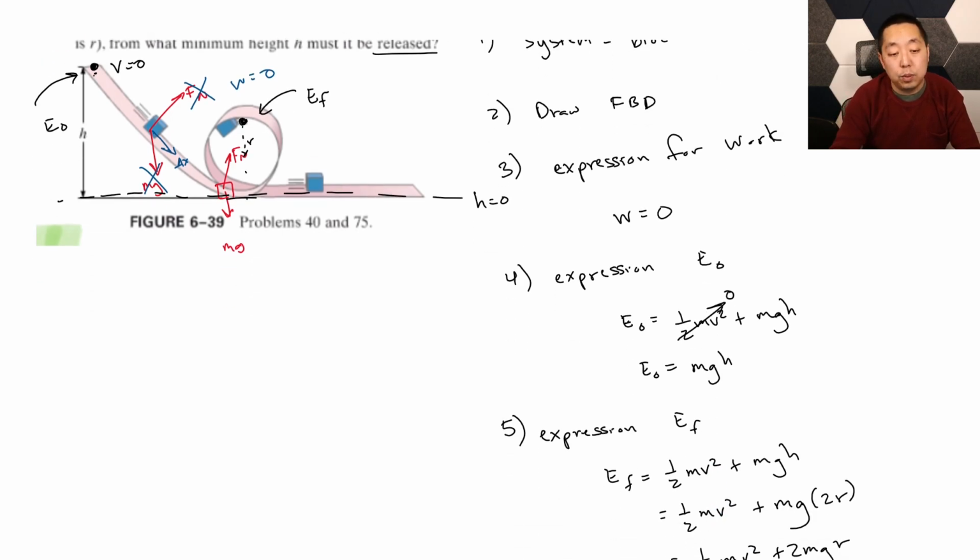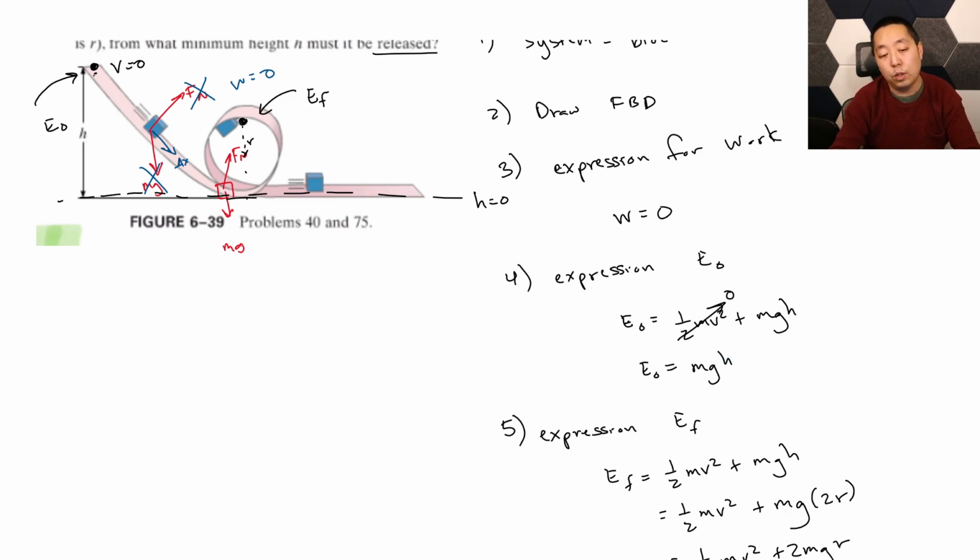And last, we apply the expression: work is the change in energy, final energy minus the initial energy. Okay, so work causes a change in energy. So our work was 0. Our final energy was 1/2 mv squared plus 2 mgr, and the initial energy was mgh. Okay, so this is our equation.